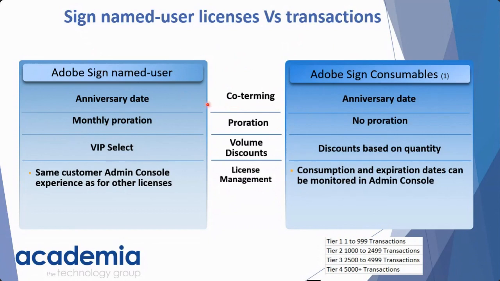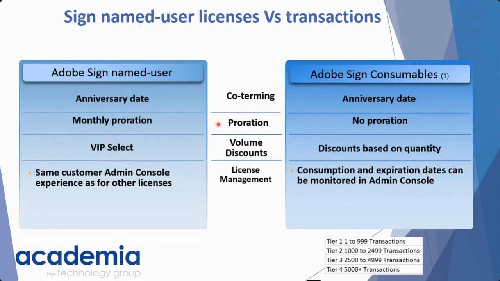So the license will always expire in line with your VIP agreement, which means you're only going to have one agreement to manage. You don't have multiple expiry dates. Fairly simple point. Proration is where it starts to get a bit more complicated. So under a VIP agreement, you have the ability to prorate.